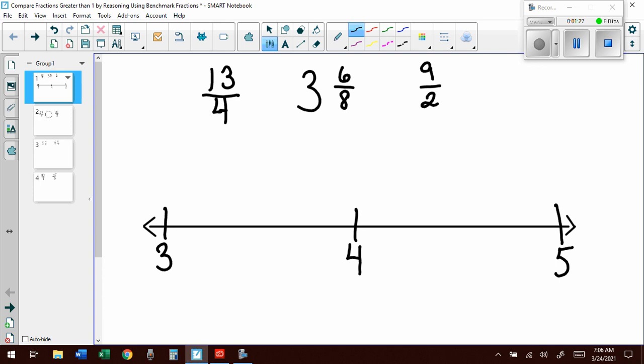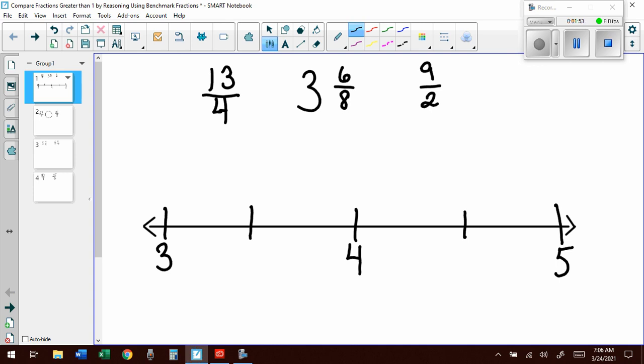Personally, I like to start with the smallest denominator when partitioning my number line. So I look at these. I have a 4, I have an 8, and I have a 2. So the first thing I'm going to do is partition the number line, each whole, in half. And I want to place 9/2 on my number line.